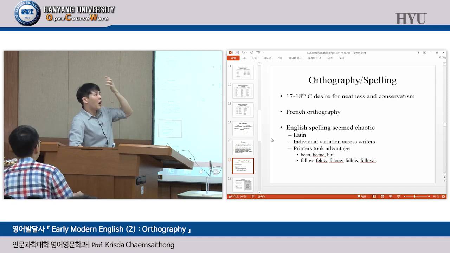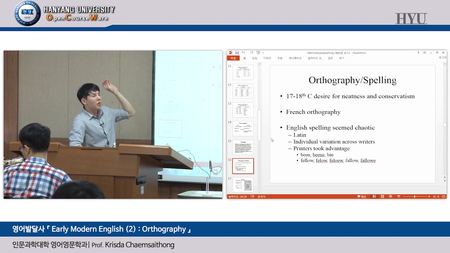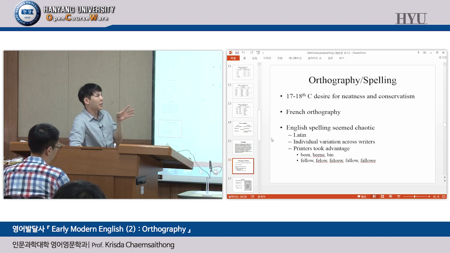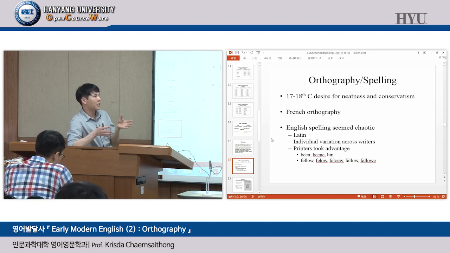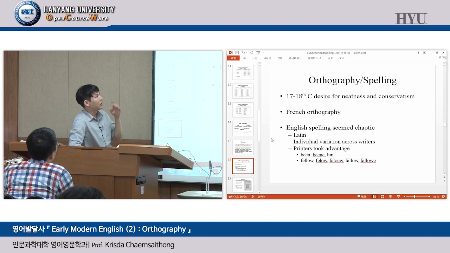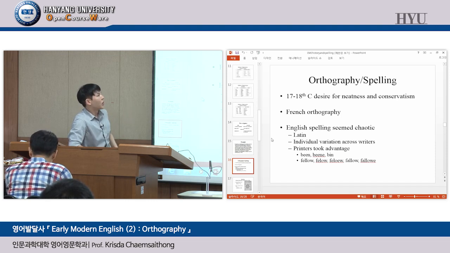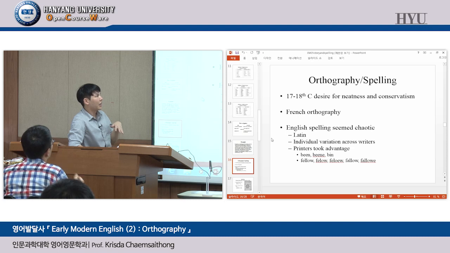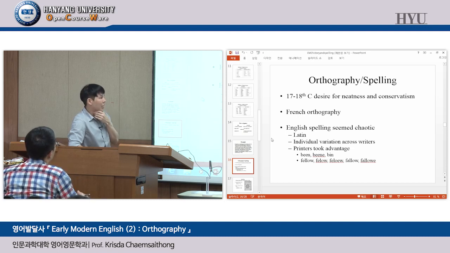So you know that when these things took place, like the borrowing of words and also the advent of the printing press, it took some years for these things to manifest in full consequences. So that's why it happened around the 17th or 18th century, a little bit later than after the printing press was brought to England. So there's the desire for neatness and conservatism, French orthography, and then we have also Latin and Greek sources. Now there's the need to lay down the rules, that they felt during the 17th and 18th century.